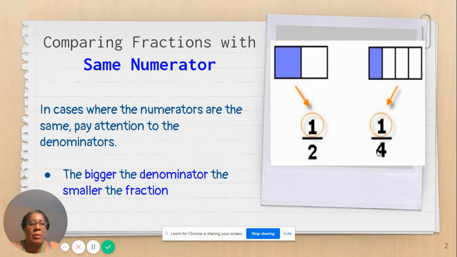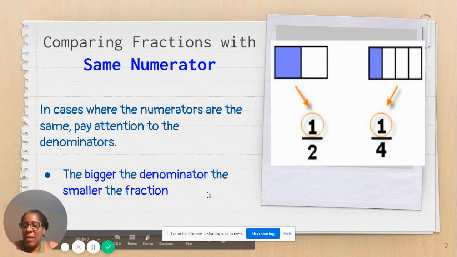So in the example I have clipped here for you, the denominators being compared are 4 and 2. Fourths and halves, okay? If we look at the size of the piece, a fourth is smaller than a half. Because a fourth has a bigger denominator, the fraction is smaller. So general rule of thumb, the bigger the denominator, the smaller the fraction piece.